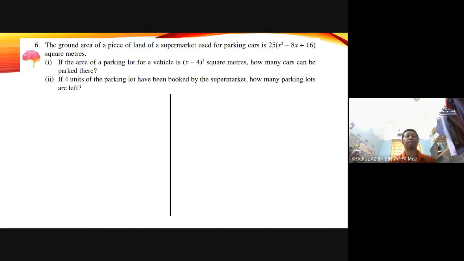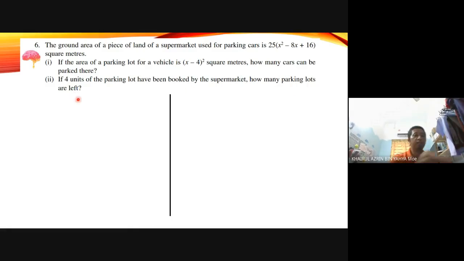Question number 6. Okay, let me use the laser pointer. The ground area of a piece of land of a supermarket used for parking cars is 25 bracket x squared minus 8x plus 16 square meters. If the area of a parking lot for a vehicle is x minus 4 square meters, how many cars can be parked there? Number 2, if 4 units of the parking lot have been booked by the supermarket, how many parking lots are left?